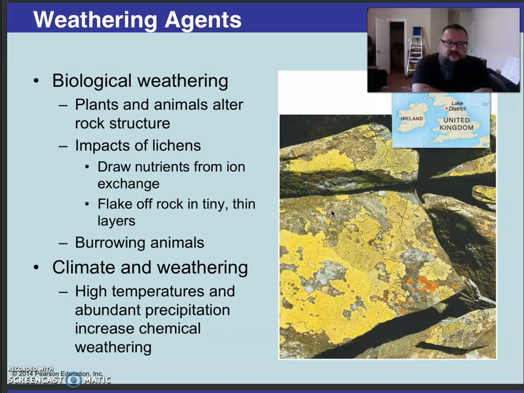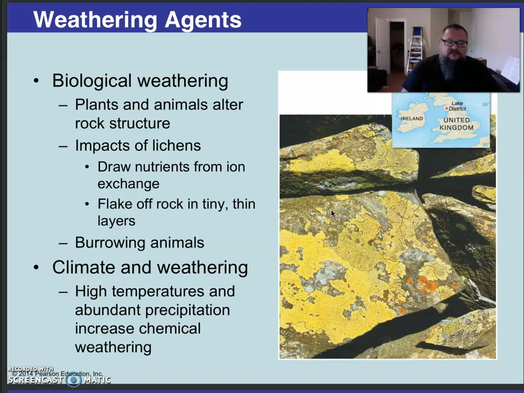Weathering needs two things to happen really, really quickly. It needs warm weather, and it needs lots of precipitation. It needs lots of precipitation because if you remember from chemistry class, water is a catalyst. It can speed up some of those chemical weathering processes. Heat is also a catalyst. So that would also speed up some of those chemical weathering processes.